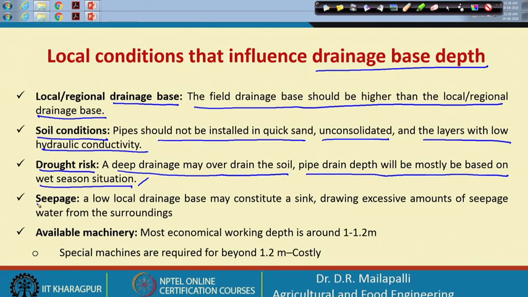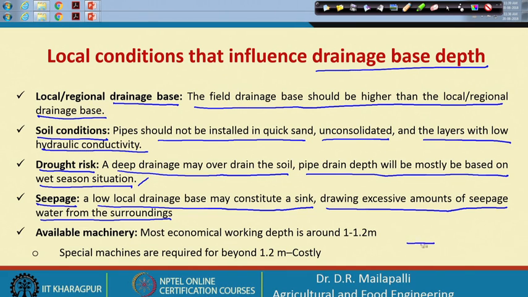Okay. And the seepage. The local drainage base may constitute a sink drawing excessive amounts of seepage water from the surroundings. Suppose your local drainage base is lower, right. This is your field drainage base, and this is your local drainage base. What happens? Because of this local drainage base, the excess water is going to seep away from the field drainage base. So, this should be avoided.